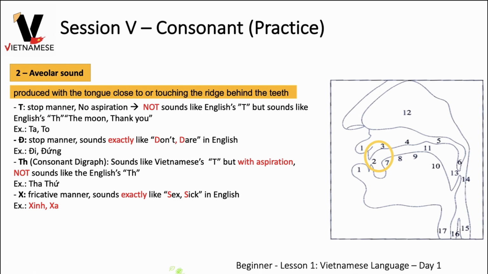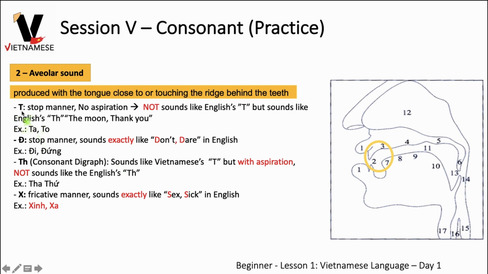Okay, the next one is the alveolar sound. The alveolar sound is produced with the tongue close or touching the root behind the teeth. The tip of the tongue here will touch this part of the mouth. Okay, let's start with the top one.